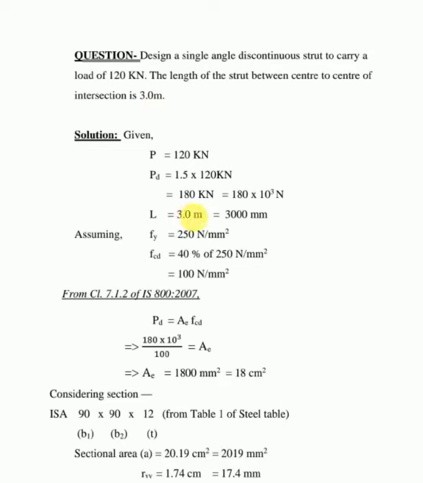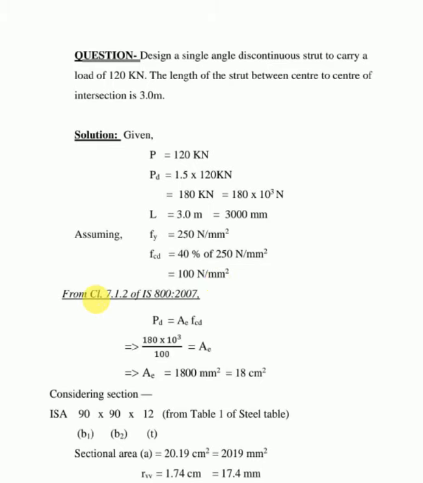So if you convert it to mm, it will be 3000 mm. So we'll keep all the units the same. Next, fy we will assume, since it is not given, we'll assume it as 250 Newton per mm square. Then we need the design stress, that is fcd. So for such design problems, we always assume fcd as 40% of fy. So 40% of fy means 40 by 100 into 250. We'll get it as 100 Newton per mm square.